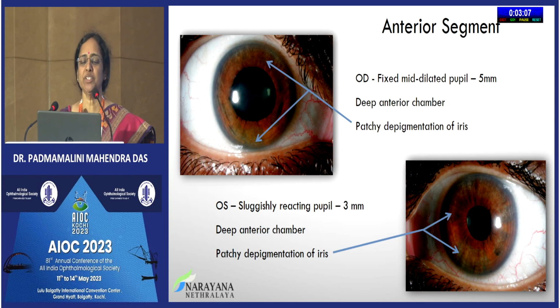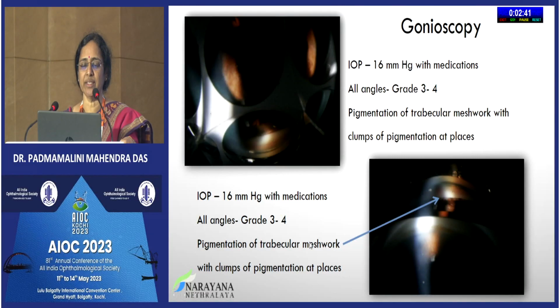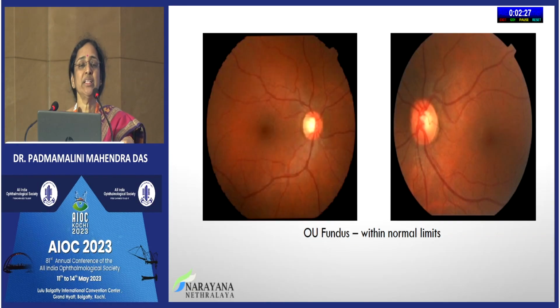On anterior segment, you could see a fixed mid-dilated pupil, deep anterior chamber with patchy depigmentation of the iris. There was a flare, occasional pigmented cells. Pigments over the endothelium were seen, and these are not active cells. These are pigmented cells floating in the anterior chamber of the eye and also on the anterior segment of the lens. You could see a few depigmented patches on the iris. The gonioscopy revealed open angle with heavy pigmentation of the trabecular meshwork in both eyes. Fundus was absolutely fine.